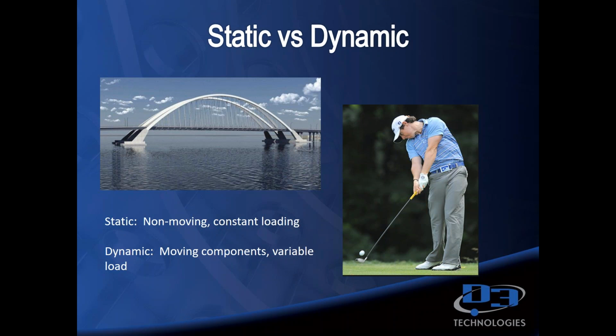Dynamic simulations tend to have moving components, whether that might be parts that pivot or slide. It could even be things like impact or drop testing. And they also include variable loading conditions, where maybe you ramp a load up or down, or you could even have things that cycle, vibration, or random loading, that sort of thing, where you want to see how things react with this variable loading condition.